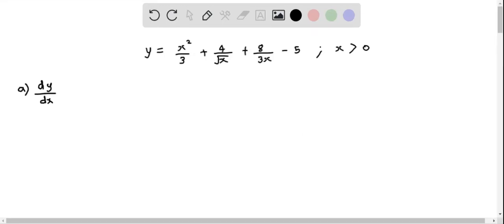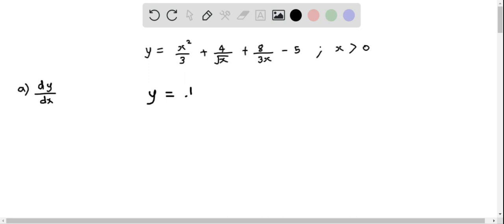We will now find the derivative of this curve equation. We have y equals x squared over 3 plus 4 over root x plus 8 over 3x minus 5, and x is greater than 0. So first I'm going to rewrite this expression with everything in terms of powers of x.